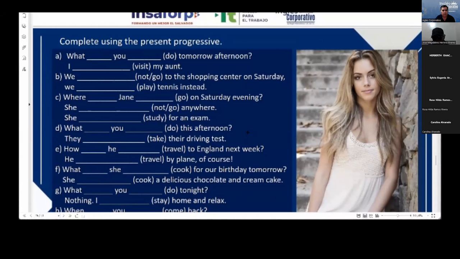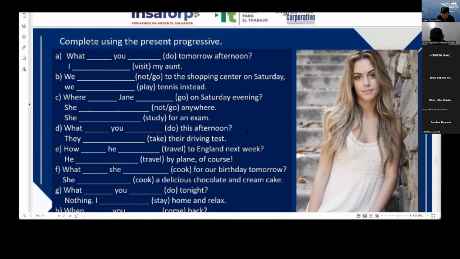Entonces, the letter A, what are you doing tomorrow afternoon? I'm visiting my aunt. Yo creo que sería that. I'm visiting my aunt. Is that correct, teacher? Sí. Okay. En este todo es present progressive. We are not going to the shopping center on Saturday. Okay. We are playing tennis instead.